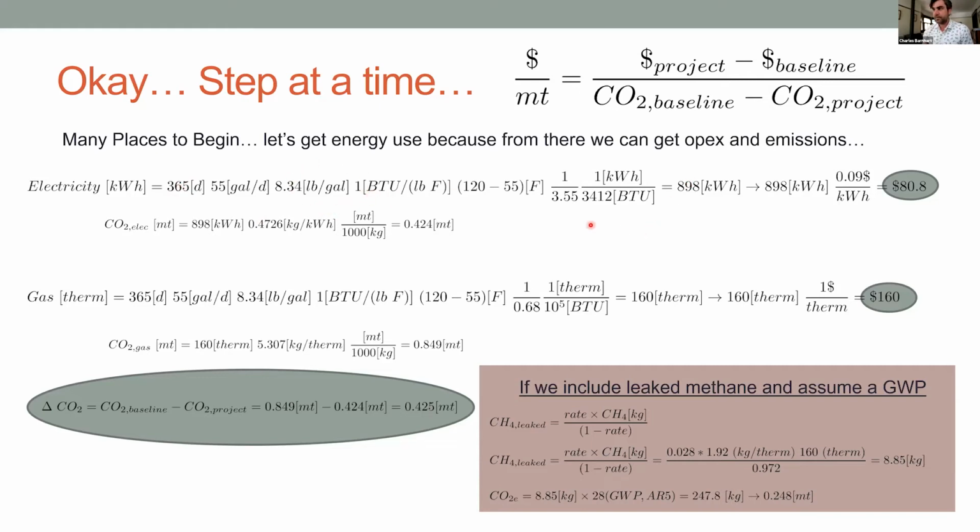And then we need it in kilowatt hours, not BTUs, and so we convert to kilowatt hours with these equations here. So we end up with 898 kilowatt hours. And to get to money, we multiply by the price per kilowatt hour, 9 cents per kilowatt hour, is 80.8.